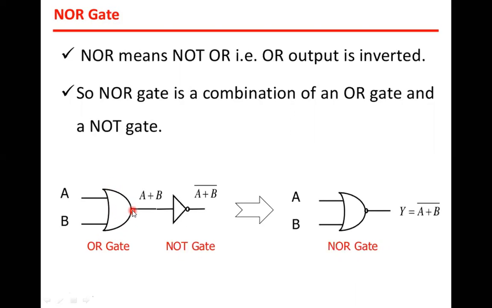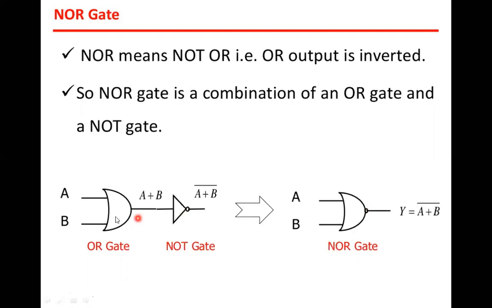The output of this OR gate is given as an input to a NOT gate. So the output of the OR gate is A plus B, and this output is given as an input to a NOT gate. This is the symbol of a NOT gate. What will be the output of the NOT gate? It will be (A plus B) whole bar. Got it? So if you summarize this, this is called a NOR gate. So there is a bubble.